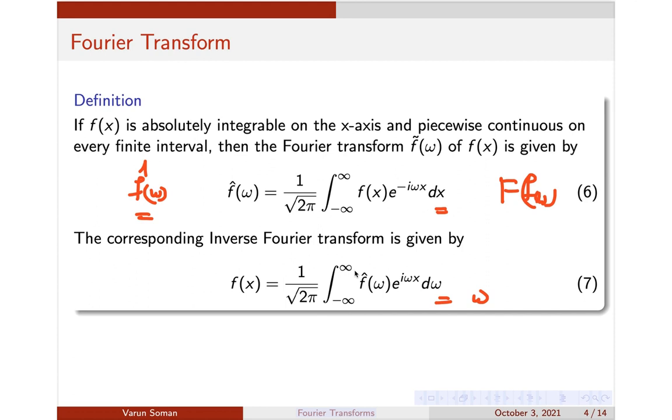Some textbooks may define the Fourier transform simply as the integral from minus infinity to infinity of f of x into e raised to minus I omega x dx, and the inverse transform with 1 by 2 pi. Some textbooks may define the Fourier transform as 1 by 2 pi into the integral from minus infinity to infinity of f of x into e raised to minus I omega x dx, and the inverse as simply the integral from minus infinity to infinity. Like that, just by changing the constants, you can derive many equivalent definitions of the Fourier transform.